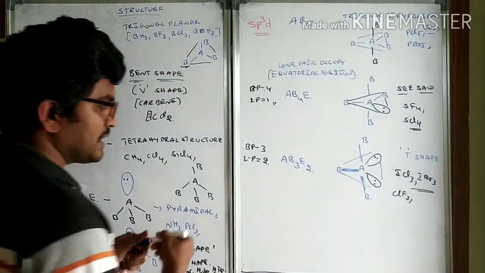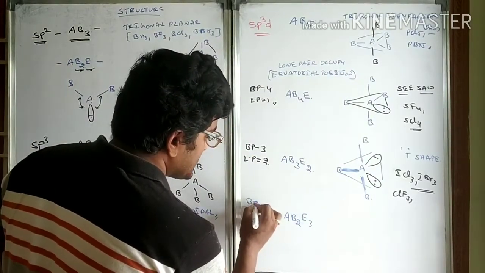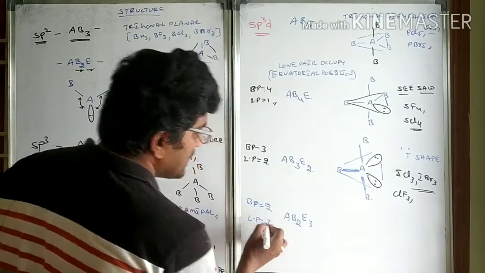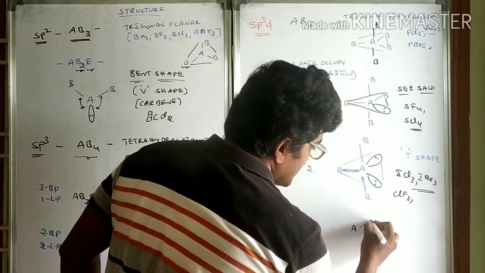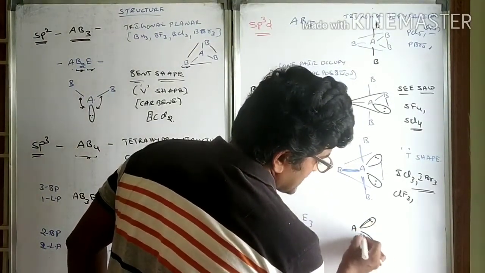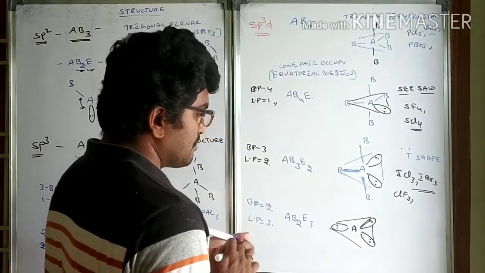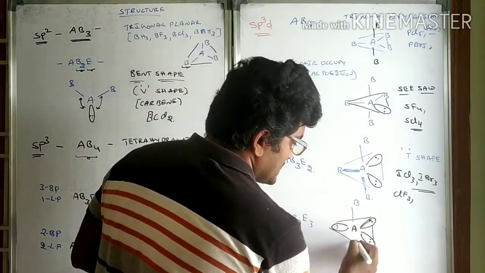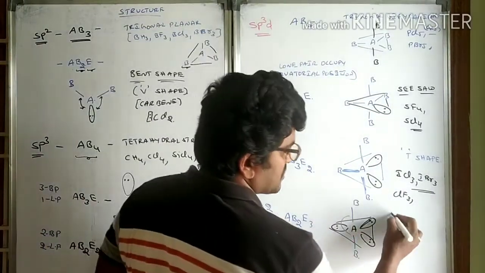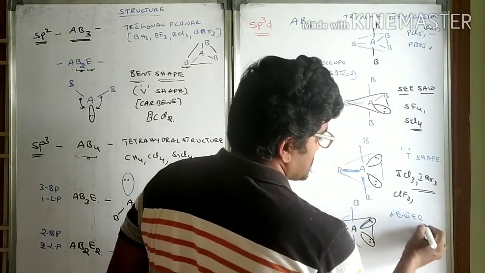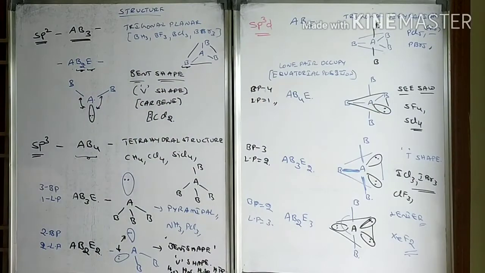And next we will go into another category, AB2E3, where bond pairs are 2 and lone pairs are 3. So let us see the structure. In AB2E3, A is present in the center, lone pairs occupy the equatorial positions, and the bond pairs are occupying the axial positions. Since bond pairs are occupying the axial positions, the structure of the molecule will become linear. The best example for this thing is XeF2. This is a very important thing.